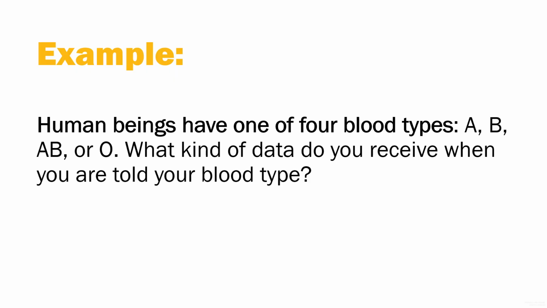So let's look at an example together. Human beings have one of four blood types, and this is not including our Rh negative and positive factors. We're just looking at the basics of our A, B, AB, or O. And so the question here is, what kind of data do you receive when you are told your blood type? Well, blood type is a qualitative variable because its possible values are non-numerical. So your blood type is qualitative data.